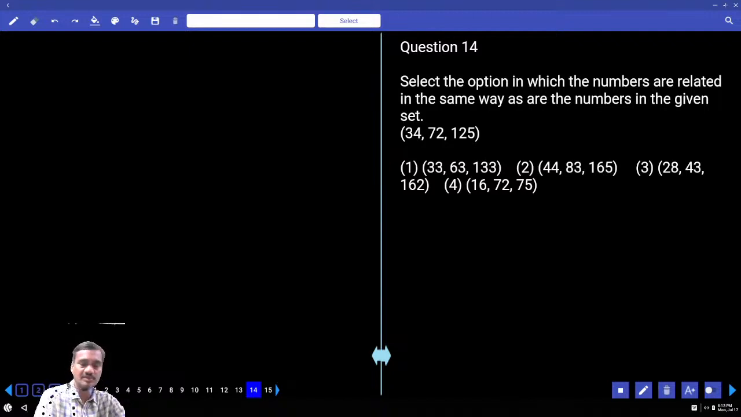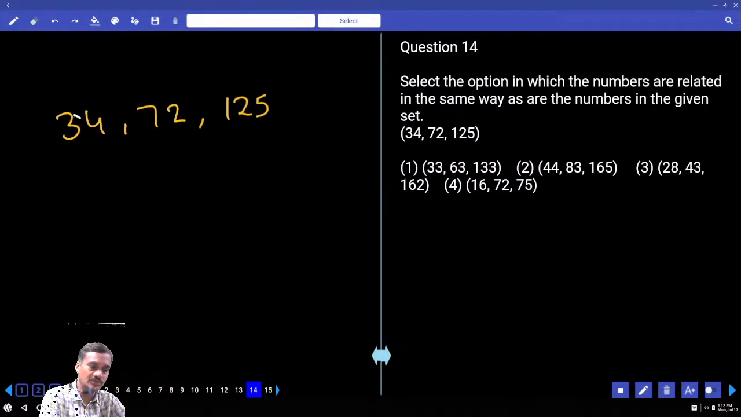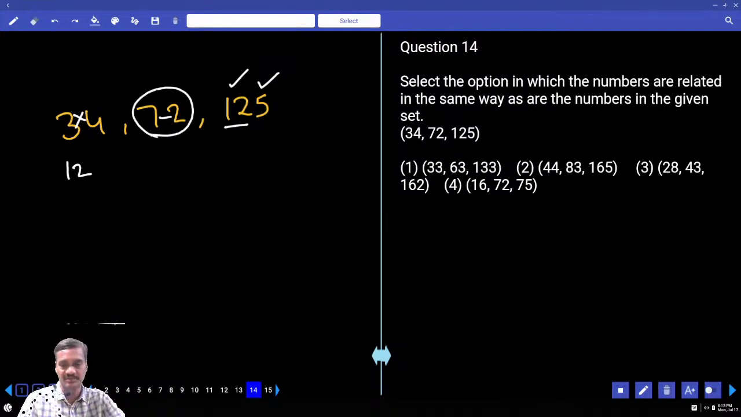Now the 14th one. Now 34, 72, and the number is how much? 125. Now in the first one, 3 into 4 is how much? 12. And 7 minus 2 is how much? 5. Clear? Product of the digits in the first number, 3 into 4, and difference between the digits in the second number. Now in the same way, 3 into 3, how much is this? 9. Here it is 13, that is ruled out. 4 into 4, 16. 8 minus 3, 5.